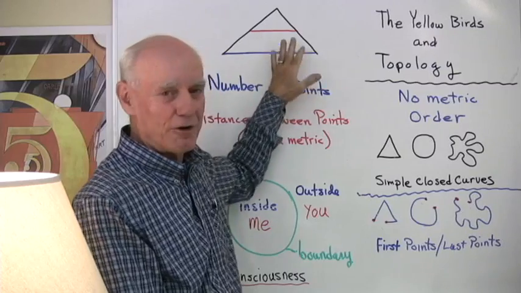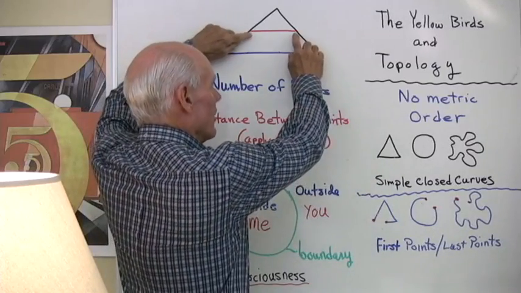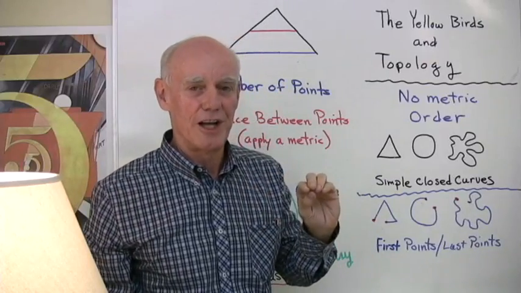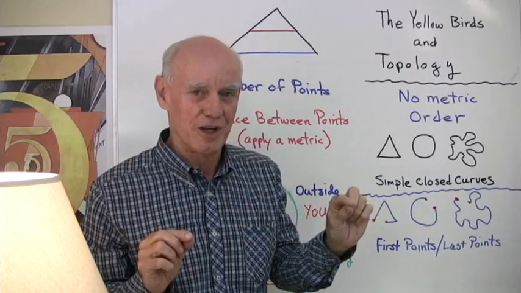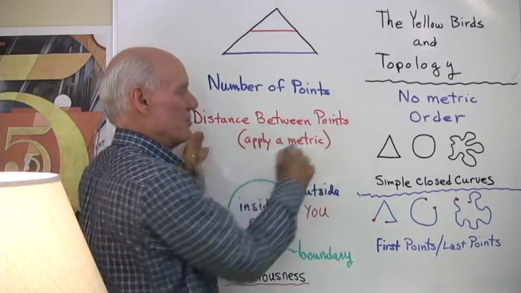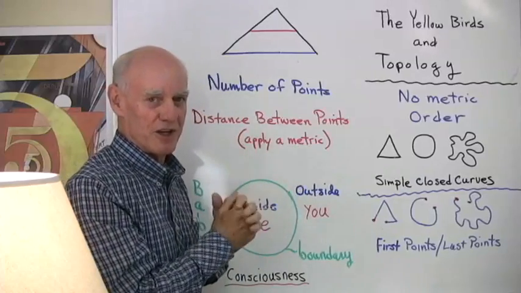And that was a little counterintuitive for most of us because I know that the blue line is longer than the red line. But it turns out talking about the number of points on a line and talking about the distance between points on a line are actually two different topics. To talk about the distance between points on a line, you have to associate a metric with the line. That is, you have to associate numbers with it.